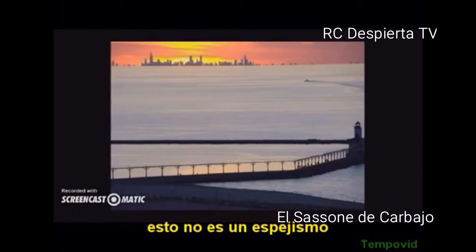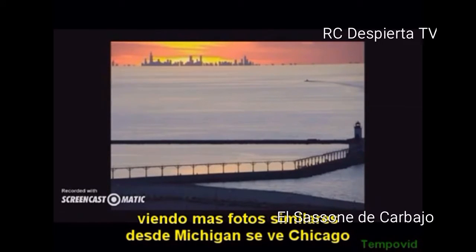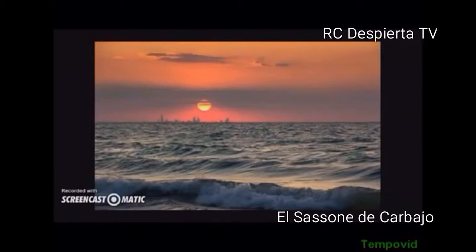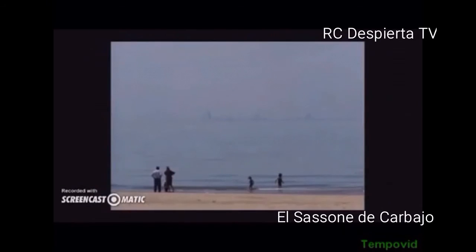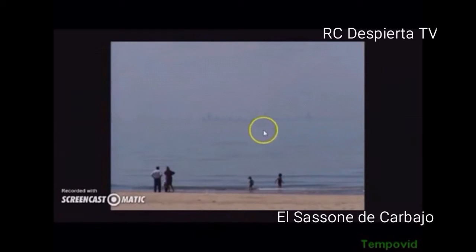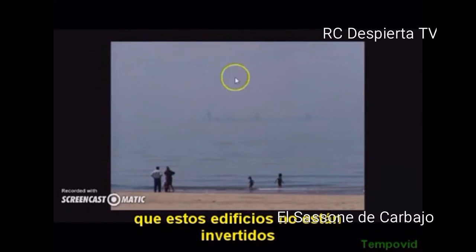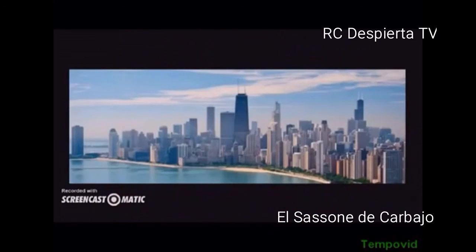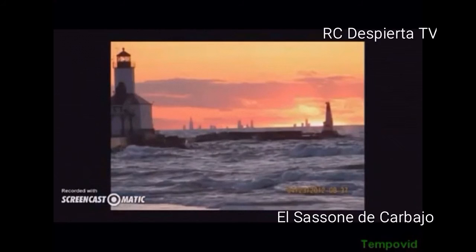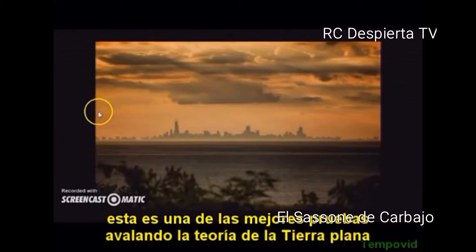This is no mirage. And take a look at some more photos here from Michigan City, Indiana, and the views of the Chicago skyline. A couple more images. And again, I point this out with the people standing on the beach. You can clearly see these are not inverted buildings. Clearly, they're there. And again, the Chicago skyline. Clearly no mirage. Again, more of the same. This is probably the best proof, or one of the best proofs, supporting the flat earth theory.